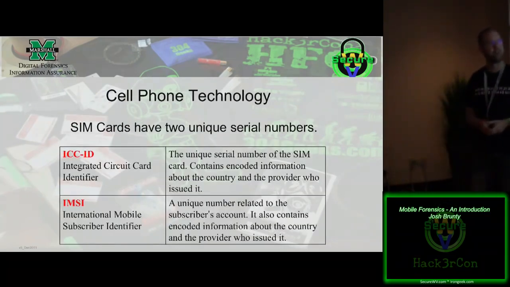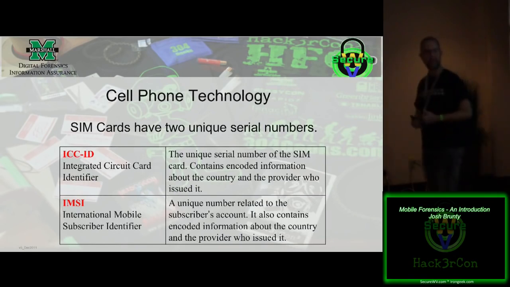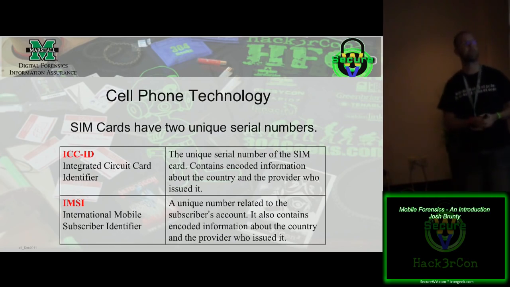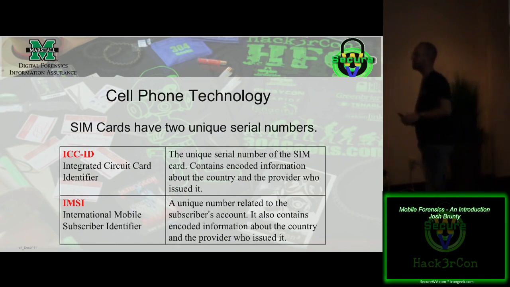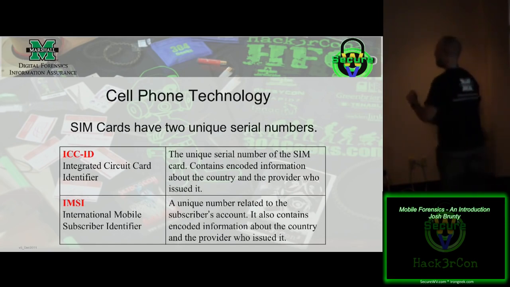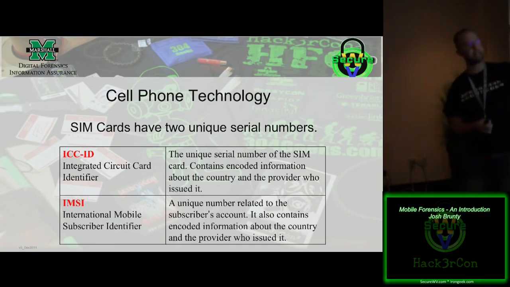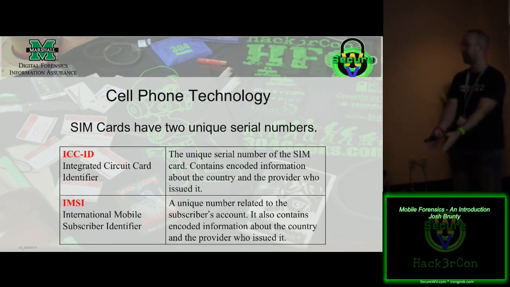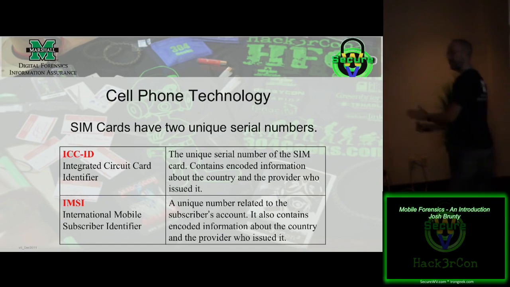These numbers here are what I just talked about, those two unique serial numbers, the IMSI and the ICC ID. The ICC ID can also contain encoded information about the country and the provider who issued it. I don't know if you're looking through the bag of the phones or the SIM cards that I passed around, but you'll notice there is a branded card in there for Vodafone. The provider can tell you maybe what country it was from, but they also embed in these ICC ID numbers the country in which they were issued. If you have an individual coming in from Spain and an individual coming in from Italy, you're going to see in that ICC ID number embedded into that card where that card was possibly issued.